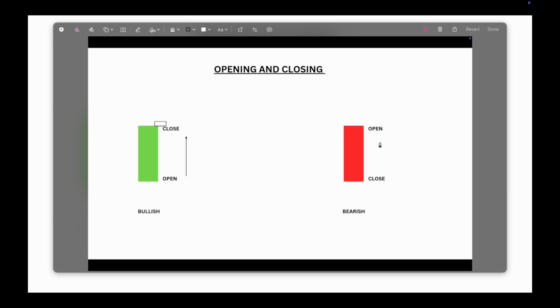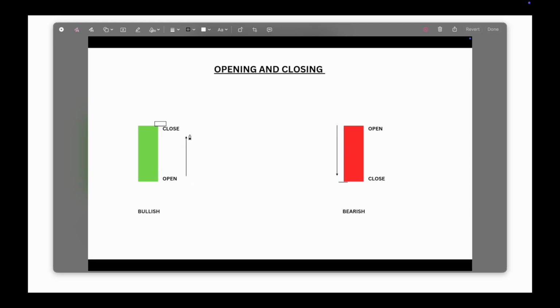This is very simple, very common. Even a small kid understands this. You have to always keep that in mind. And in a red candle, the opening is always at the top. You see the top, it opened at the top and went all the way down, and closed there, and that is the closing. Because of the opening and closing of a single candle, the color is red or green. It is that easy, that simple. This is bullish and that is bearish. This is all you have to know about the difference between a red and green candle.